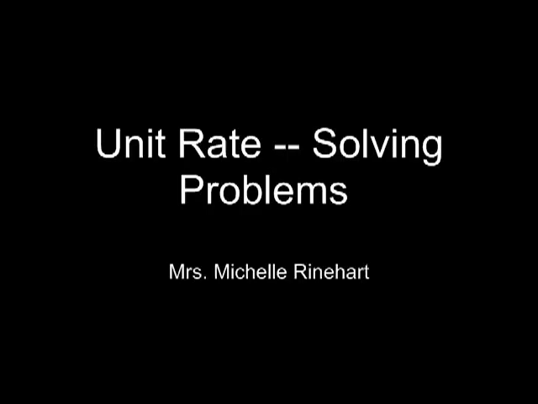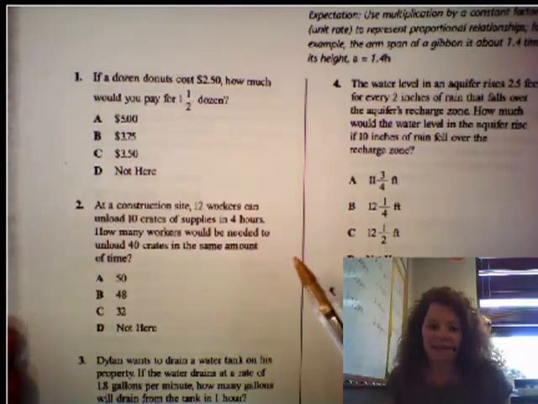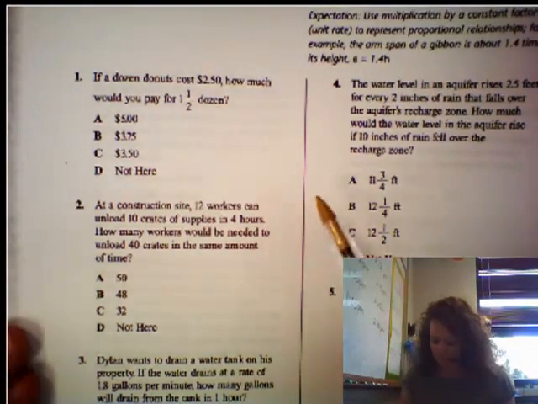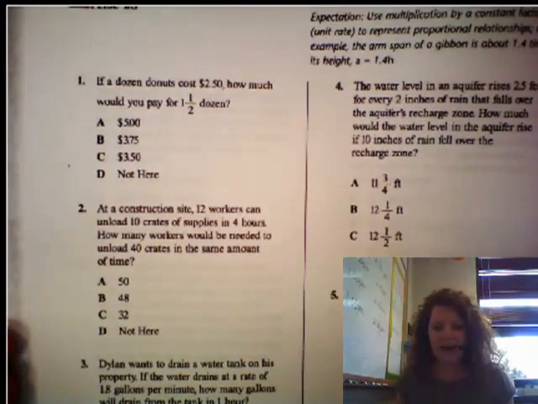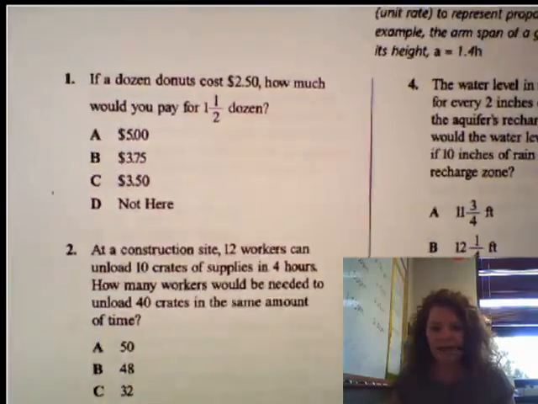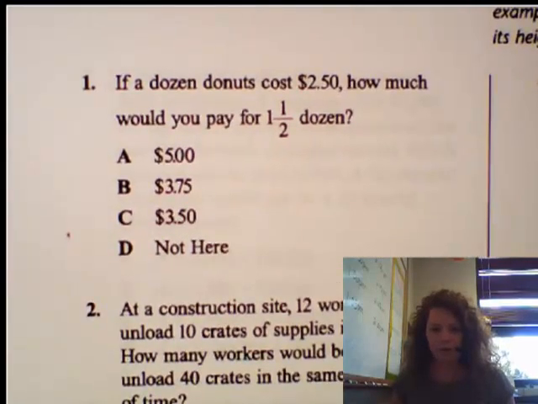Welcome to this podcast where we're going to look at using unit rate to solve problems. In the last video, we looked at how to set up the answers to some problems, but we didn't have to find that many answers. This one, we're actually going to have to figure out the answers. So, for starters, let's turn to page 45 in your packet. And we'll look at question number 1 for starters.